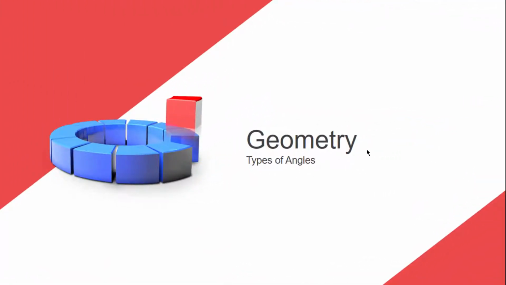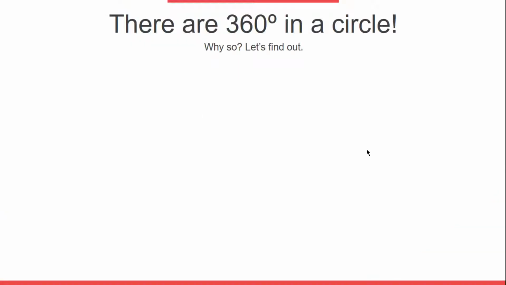Hello everyone, once again welcome back to our lesson on geometry, and today we are going to look at the types of angles that are there in this subject. Before we move on to the types of angles, I want you to remember the number 360. There are 360 degrees in a circle, and now you may ask me why.